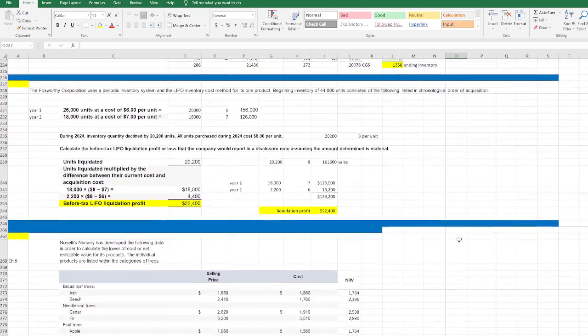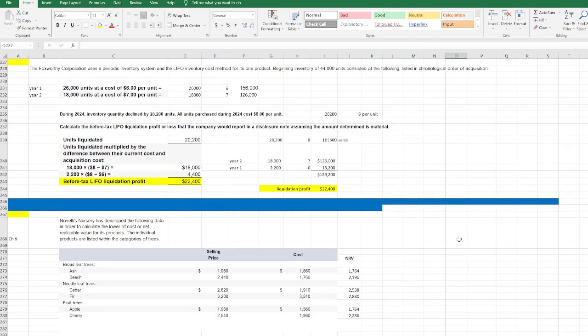All right. A couple more. Well, no, we've got several more problems. We've still got chapter 9 to do. So this is the last one in chapters 7 and 8.